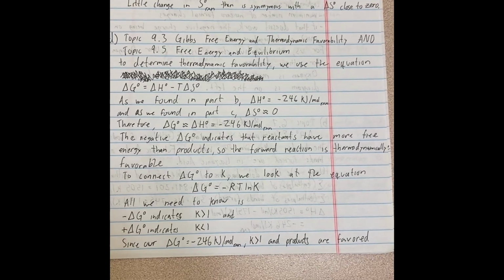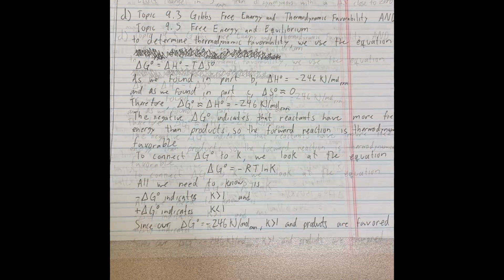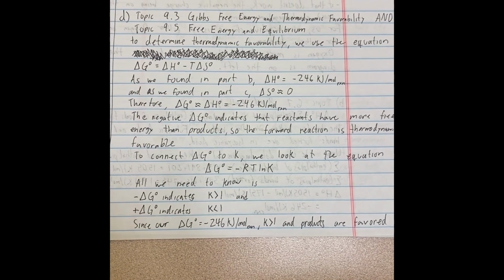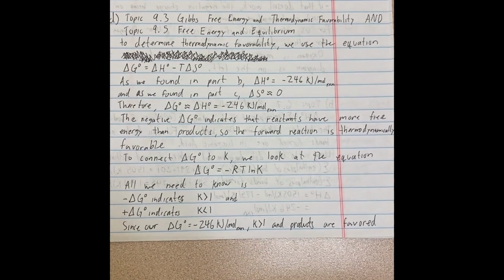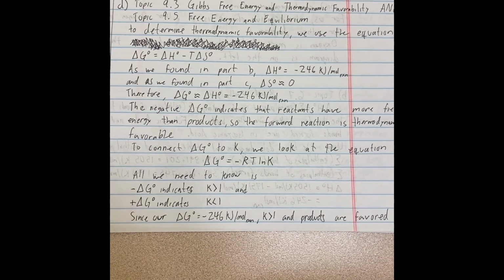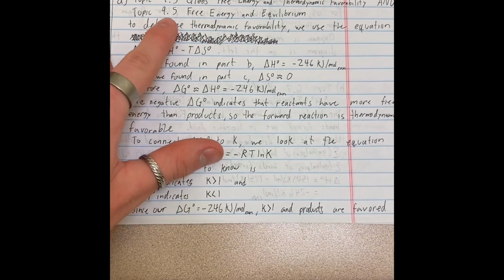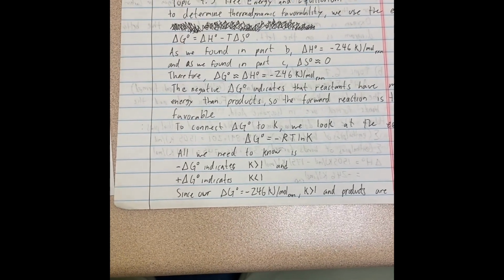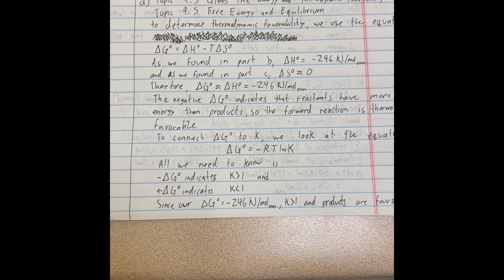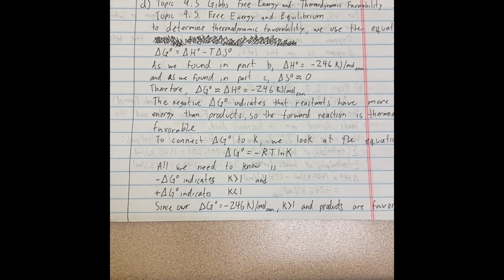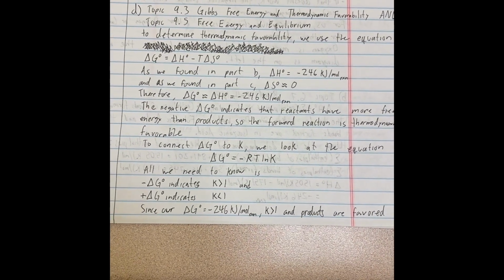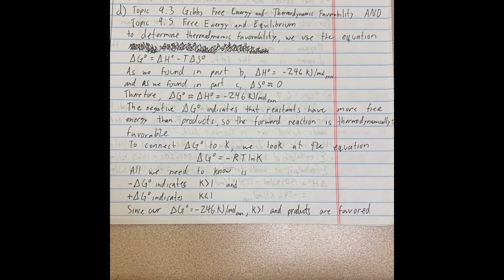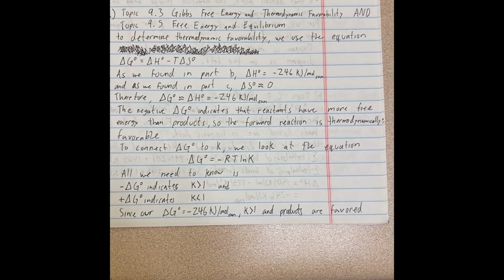The negative delta G then indicates that the reactants have more free energy than products, which means that the forward reaction is thermodynamically favorable. Further, connecting delta G to K, we look at the equation delta G equals negative RT ln K. This is from topic 9.5, free energy and equilibrium. All we need to know, though, is that a negative delta G indicates that K is greater than 1, and a positive delta G indicates that K is less than 1. Since our delta G is negative, K is greater than 1, and products are favored.